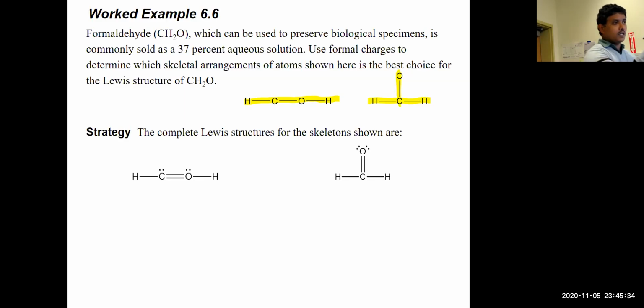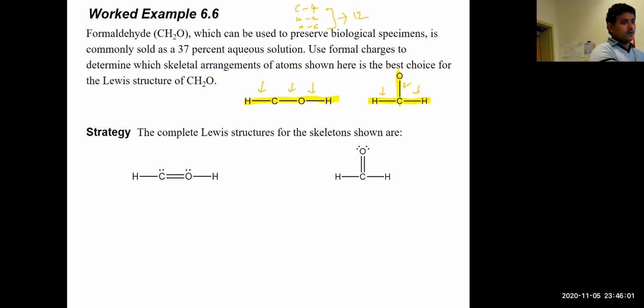CH2O has how many electrons? Carbon has 4, 2 hydrogens, 2, and 1 oxygen, 6. So the total is 12. Okay, in the basic structure, 1 bond, 2 bonds, 3 bonds, and 1 bond, 2 bonds, 3 bonds. So each structure used 6 electrons, so there are 3 lone pairs to use.